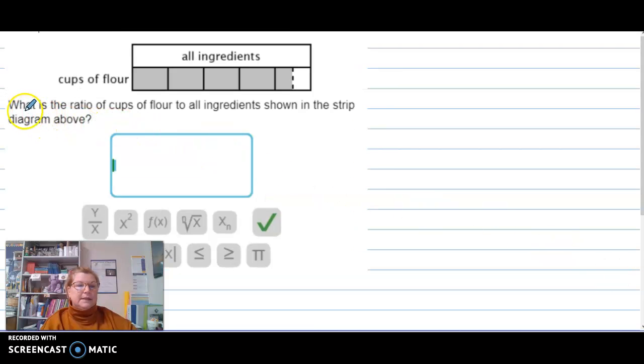Okay, here's another example. What is the ratio of cups of flour to all the ingredients shown in the strip diagram above? 1, 2, 3, 4.5. Again, you can have mixed numbers. Use the colon to represent the ratio. And 1, 2, 3, 4, 5.